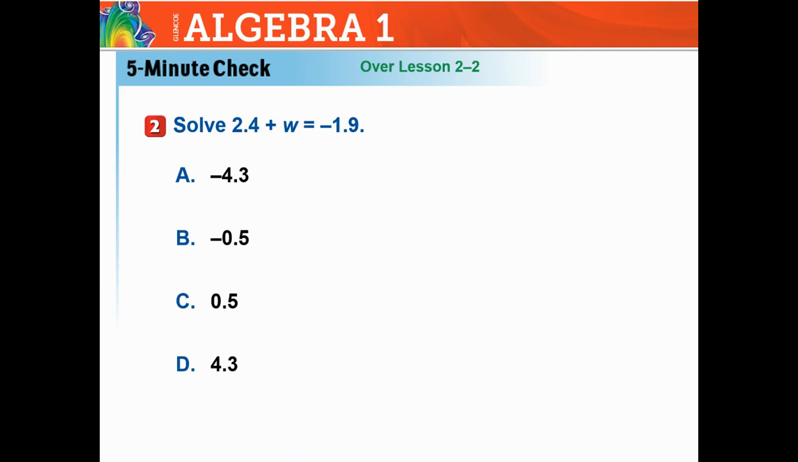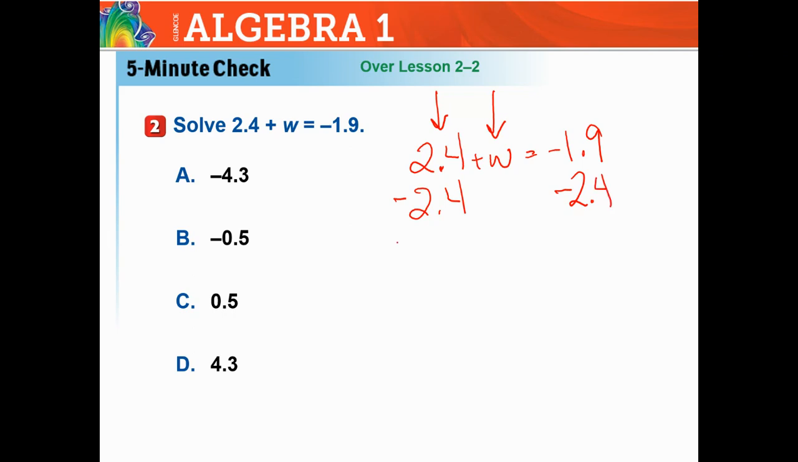All right, go ahead, pause the video, attempt the problem. We have 2.4 plus w equals negative 1.9. Again, we're solving for our variable. So that means we need to get rid of our 2.4. So since it's positive, I use a negative 2.4 or I subtract 2.4. And so these cancel out to 0. I bring down my w. If you need to, draw your line where the equal sign goes.